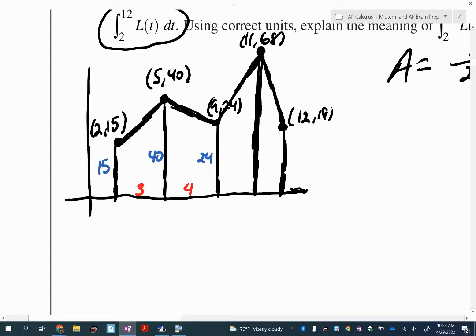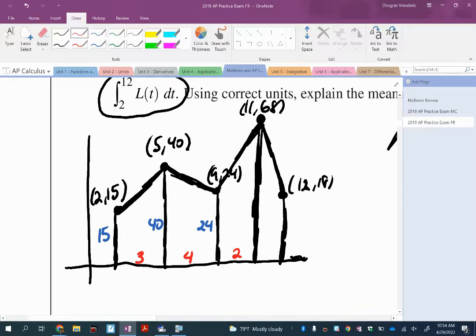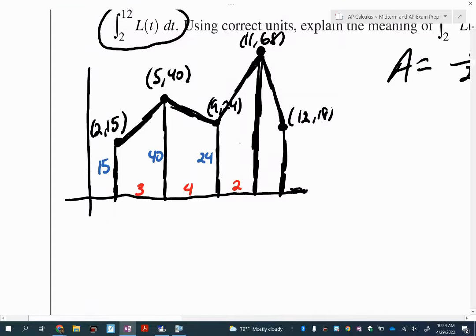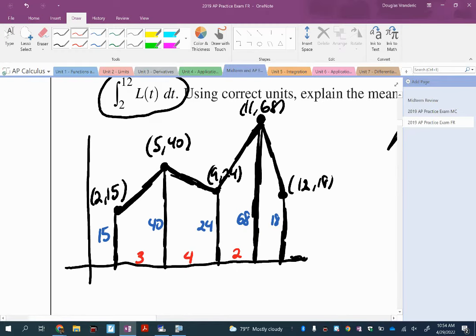Because I'm going from 5 to 9. Wait for it. There it is. Okay. The next one has a height of 2, 9 to 11. The bases are 24 and 68. And the last one has bases of 68 and 18 with a height of 1.